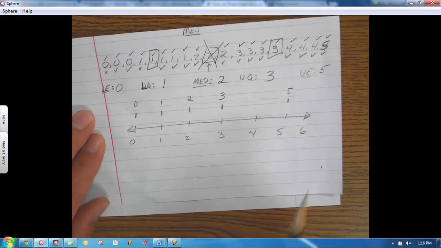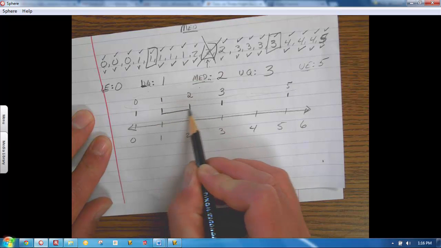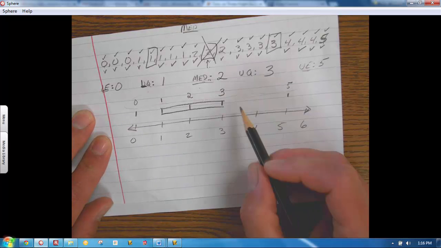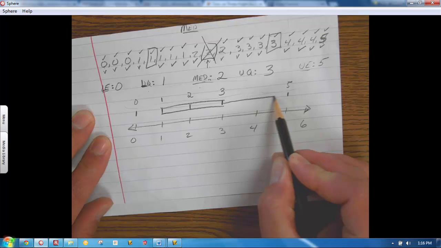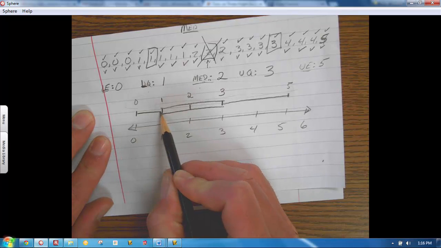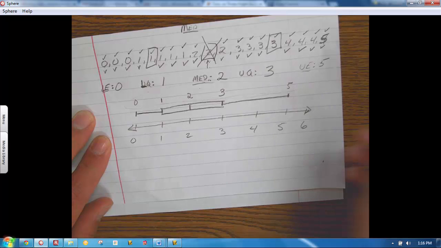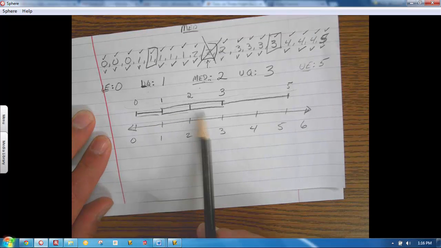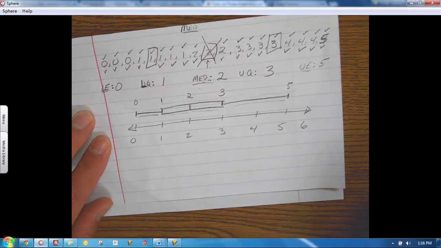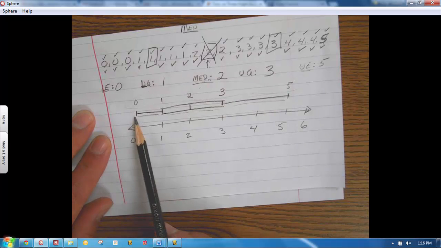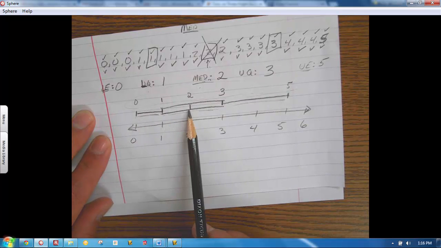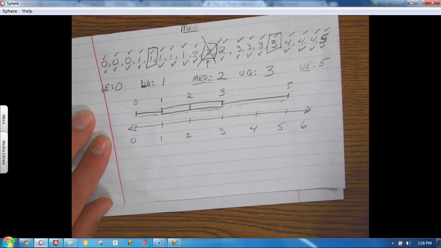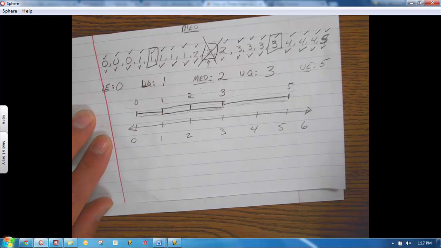So last thing we do, we make our box in the middle that joins the lower quartile and the upper quartile. So that's the box, and then we attach the whiskers on the ends like that, and that's it. And again, just realizing that each of these intervals here contains 25% of our data. So 25% of the kids have 0 to 1 pet, 25% have 1 or 2 pets, 25% have 2 or 3, and 25% have 3 or more, or 3 to 5, I guess. So anyway, that's how you make a box and whisker plot.